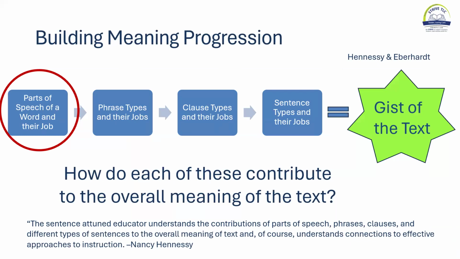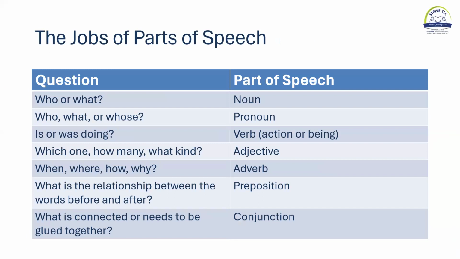So let's think about this in terms of the parts of speech of a word. Here are some of the questions you might ask based on the parts of speech. If you're asking students to find a noun, you might ask who or what. Pronoun, you're going to do the who or what, but you might add whose. A verb, either an action verb or a being verb, we are going to be asking is or was doing. And adjectives, we might ask which one, how many, what kind. If we're talking about adverbs, we might ask when, where, how, why.